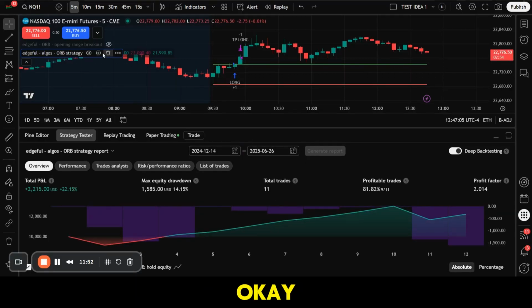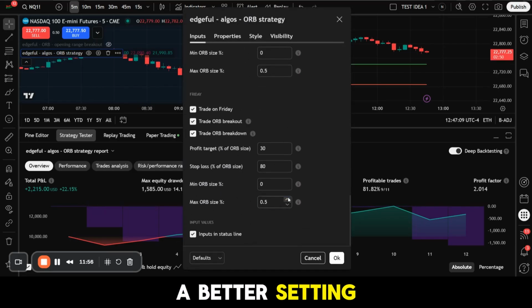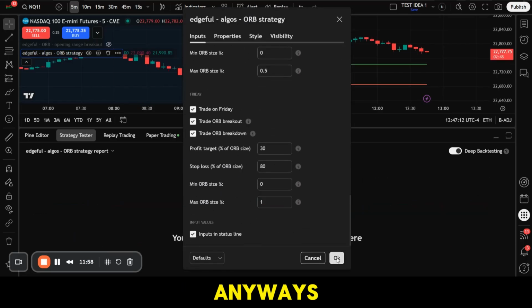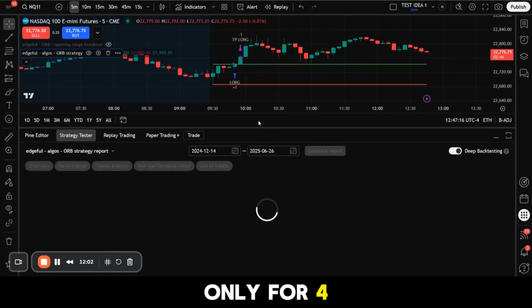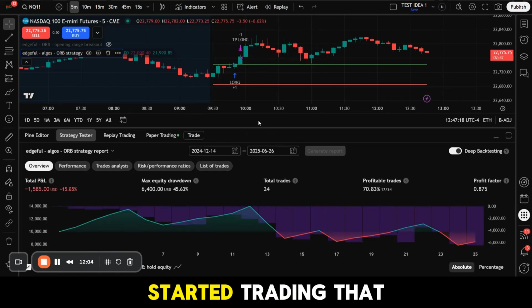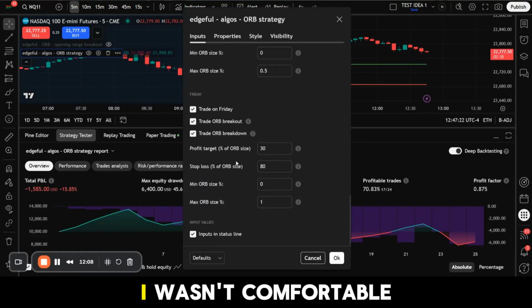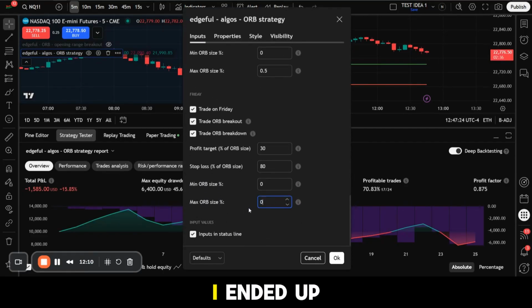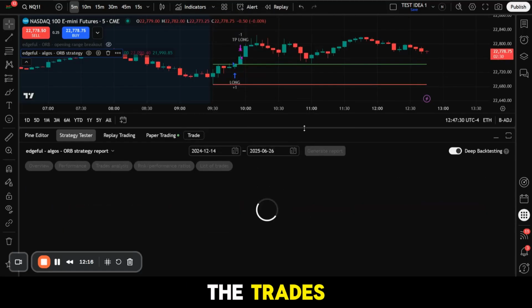Here's a 2. Okay. Let's see if I can find a better setting right now. Anyways, I had these insane profit factors, but it was only for 4 months, 5 months, 6 months. And so when I started trading that, I couldn't stay with it. I wasn't comfortable enough doing it. So I ended up needing a longer backtest to be comfortable to actually make the trades.